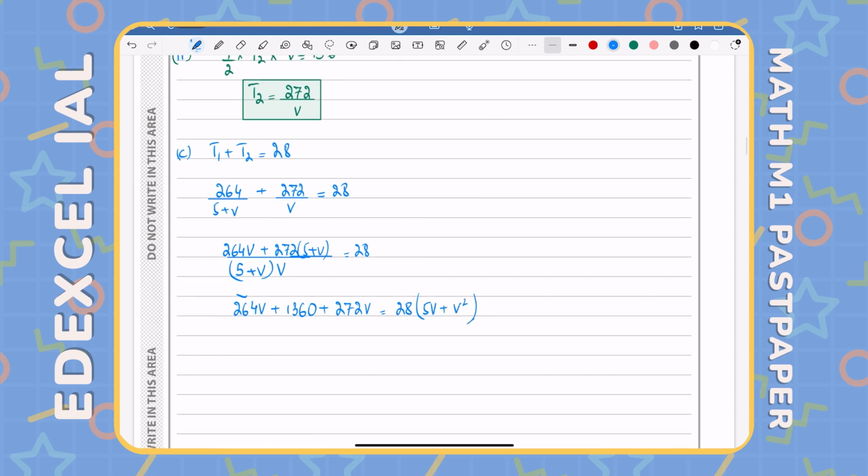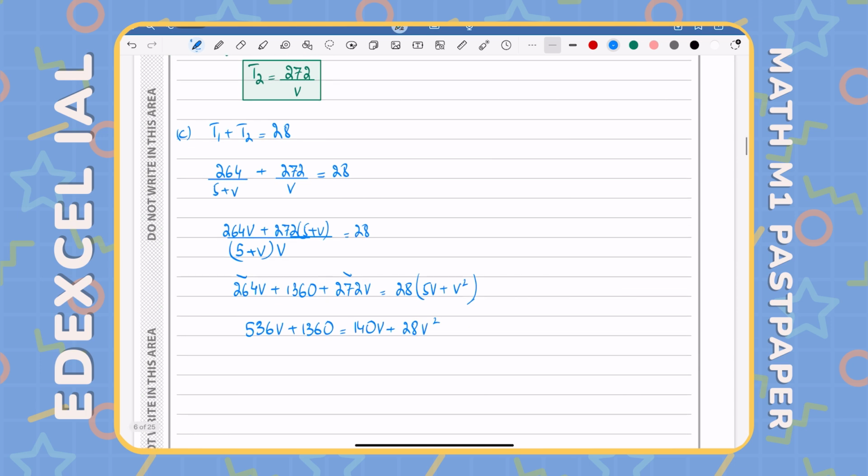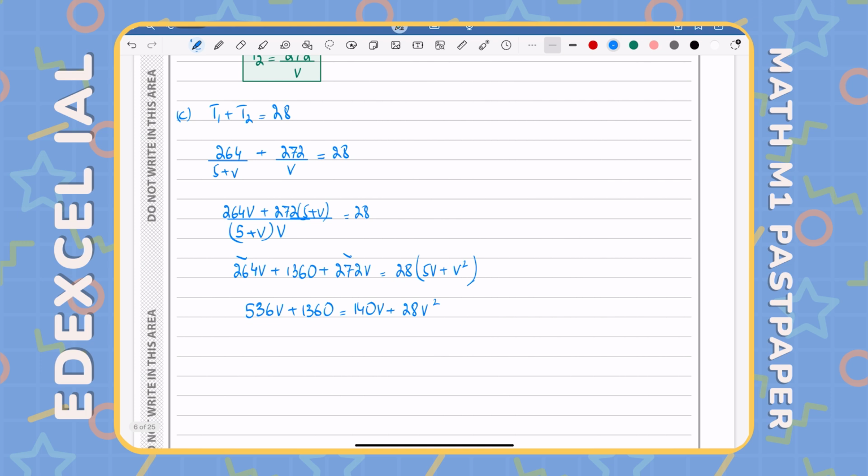Now 264 and 272 obviously we can add. That's exactly what I'm going to do. 264 plus 272, that's equal to 536v plus 1360 is equal to 140v, because 28 times 5 is 140, plus 28v square. Now let's move all the terms to the right hand side and see what we're left with. So we have 28v square, 140 minus 536, that's equal to negative 396, negative 396v minus 1360.